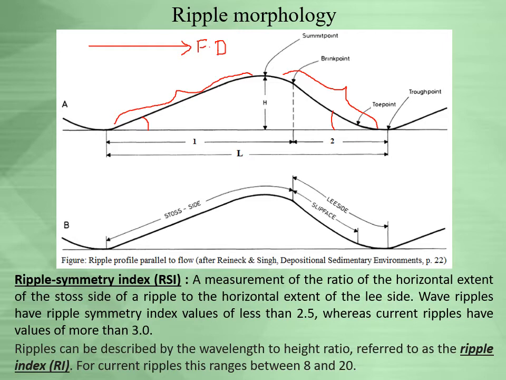This gently sloping surface is known as the stoss side, S-T-O-S-S, of a ripple mark, whereas the steeply sloping side is known as the lee side, L-E-E. The steeply sloping portion is known as the lee side. So the gently sloping side is known as the stoss side, and the steeply sloping portion of the ripple mark is known as the lee side.